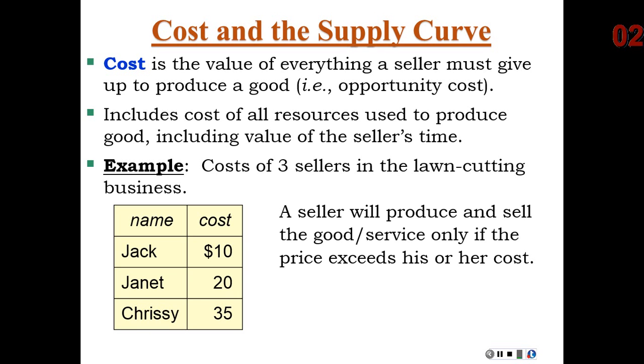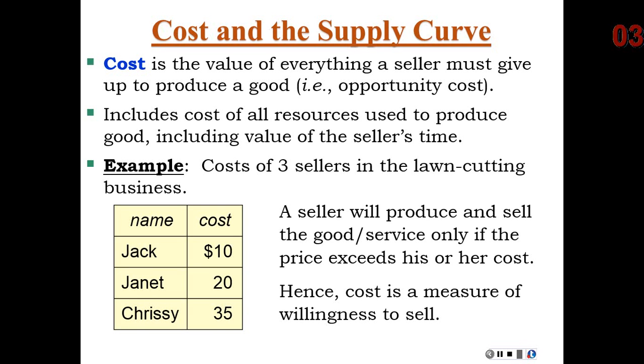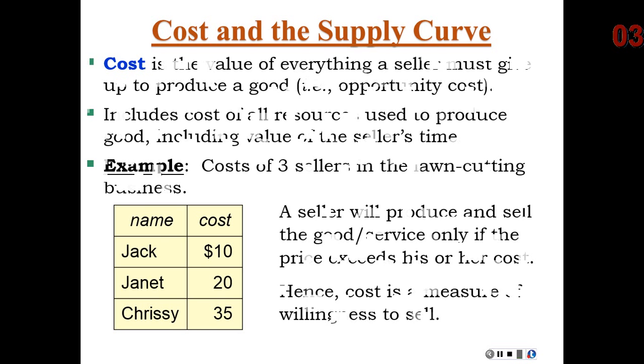But again, a seller will be willing to produce and sell the good only if the price is equal to, in our case, or exceeds his or her cost. Okay, therefore cost really is our measure of willingness to sell, just like willingness to pay was our measure for how we derived our demand curve for consumers. Cost is really our measure of the willingness to sell in our model for producers.